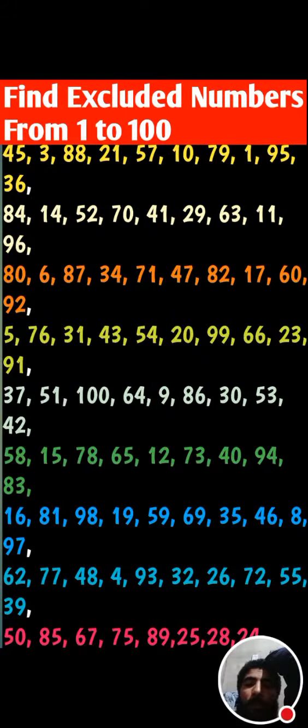Where is 35? Yes, from the bottom, the fifth row, from bottom to top, the seventh number of the fifth row is 35, written in blue font, that comes after 69 and before 46. So we have to find the number 36.